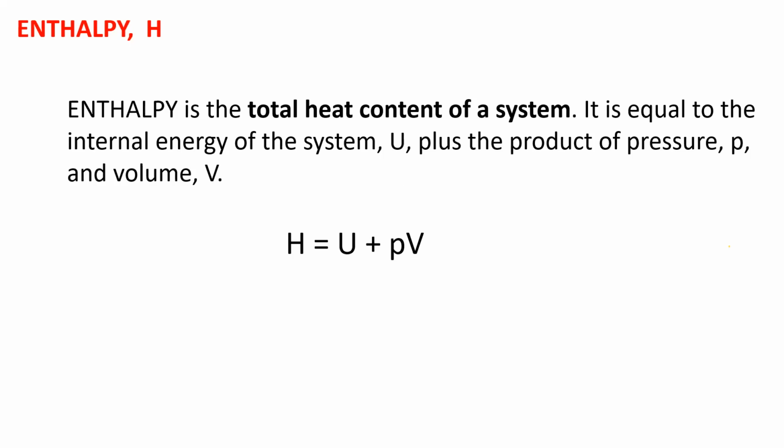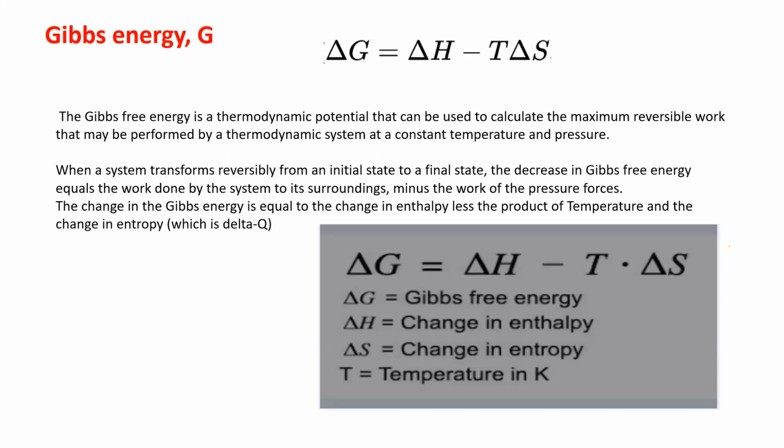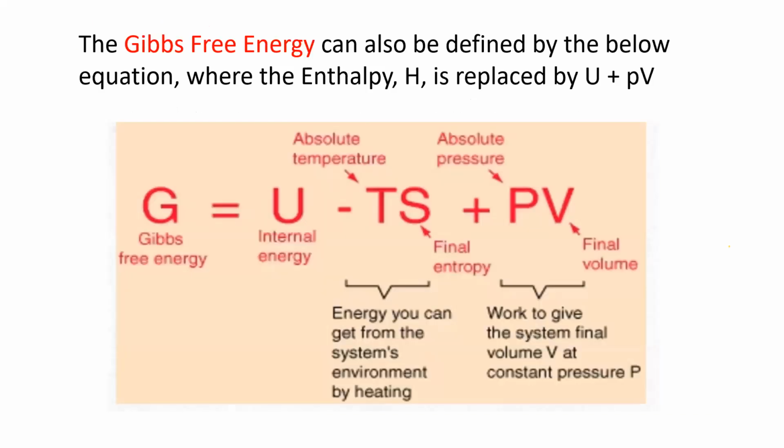So enthalpy is H, and it's related to the internal energy plus the pressure volume changes on a system. Again, these are being defined in equilibrium systems. And then you have the Gibbs energy, which is very important in biology and chemistry, which is considered the energy available to do work in a system. And it's related again to the enthalpy and to the entropy. So you can also write the Gibbs free energy as a function of internal energy and entropy and pressure volume. And you can see here what we've done is replace H enthalpy with the U plus PV, pressure volume.